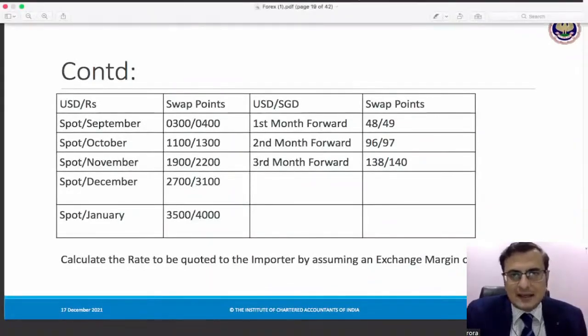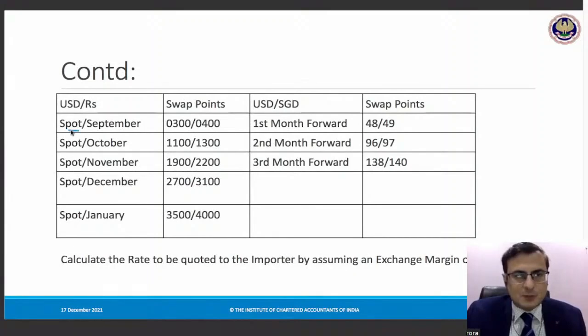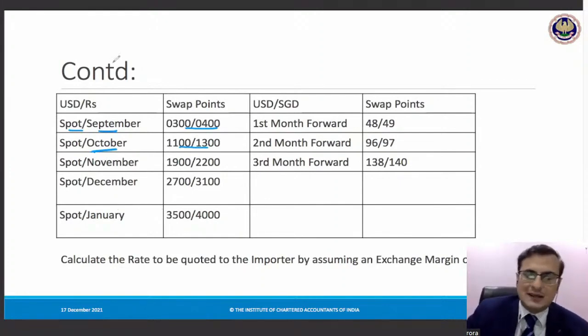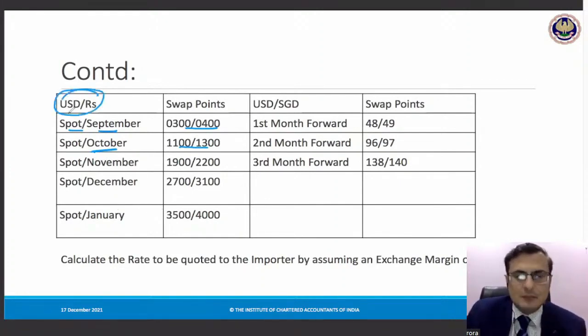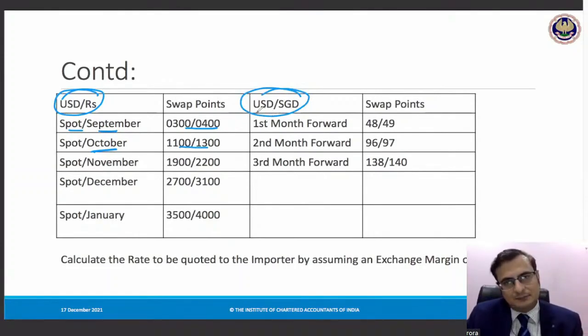The swap points are given to you like this. For spot September, these are the points. Spot October, these are the points. November, December, and January. So these are the swap points for both the currencies, USD per INR, and USD per Singapore dollars. For both of them, it is given.